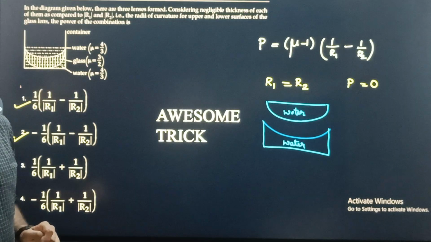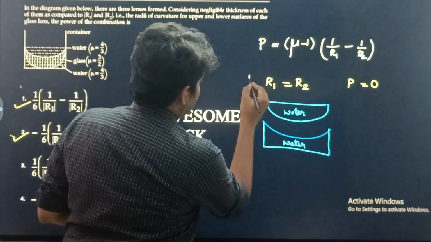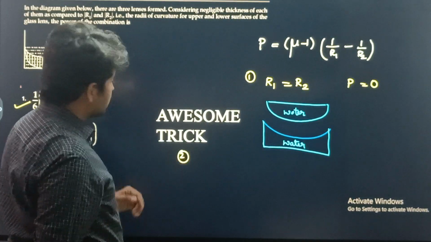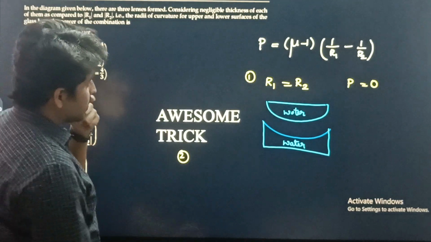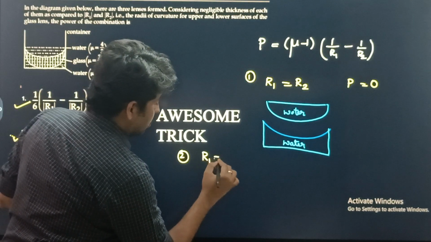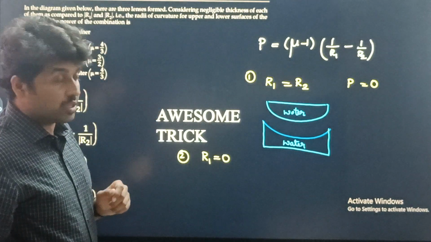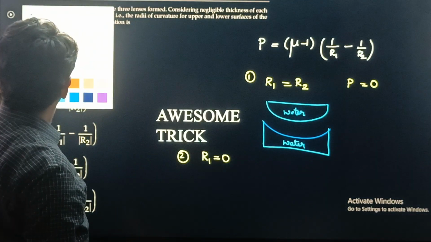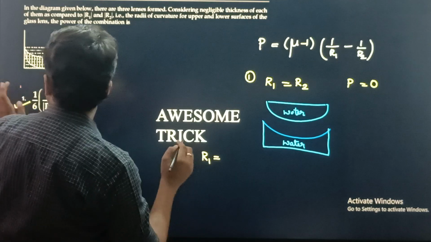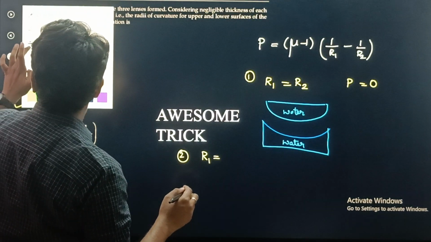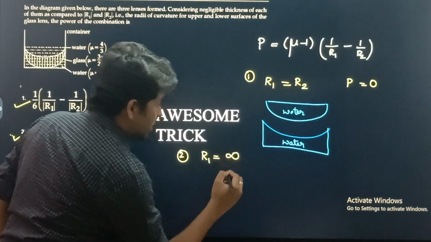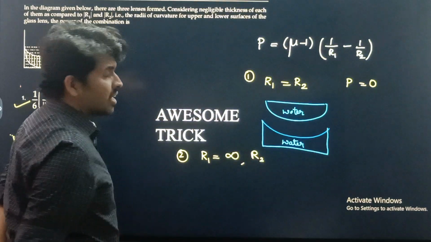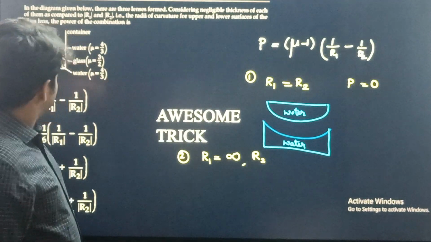This is one that we have done. You can do this very quickly in the exam. The second one: sorry, suppose R1 equal to infinity, and we have R2 some value. Let us draw the diagram. The diagram will be like this.